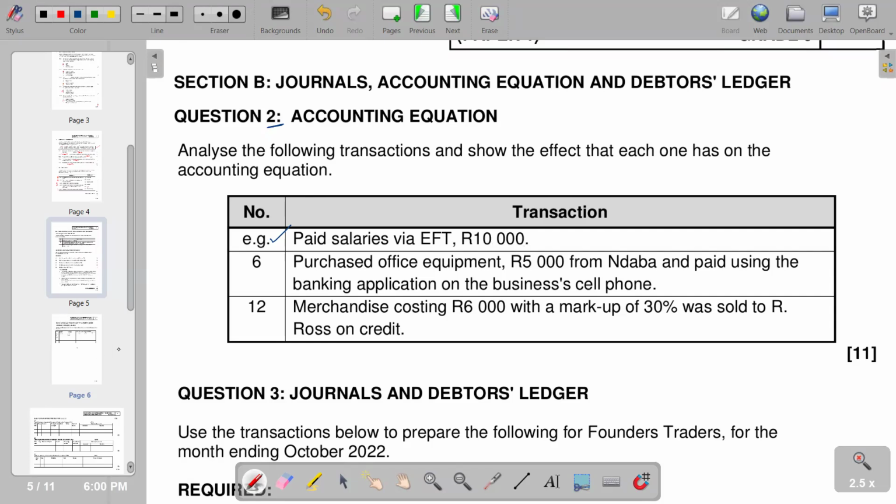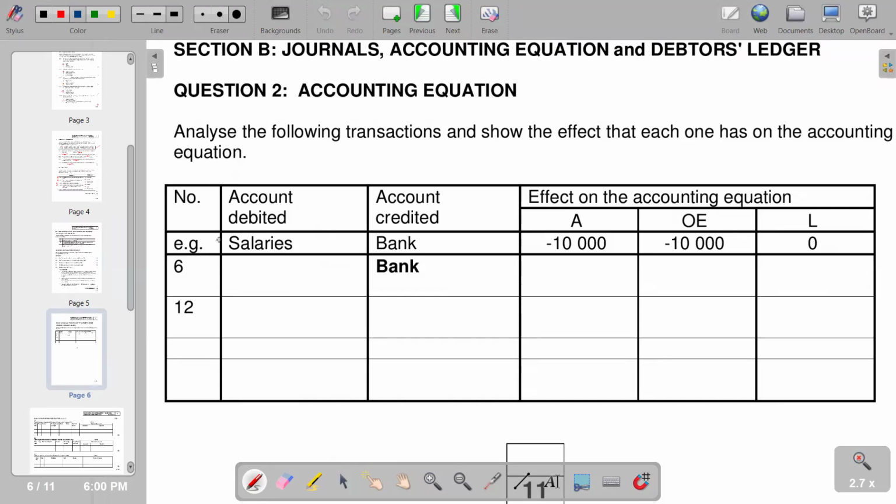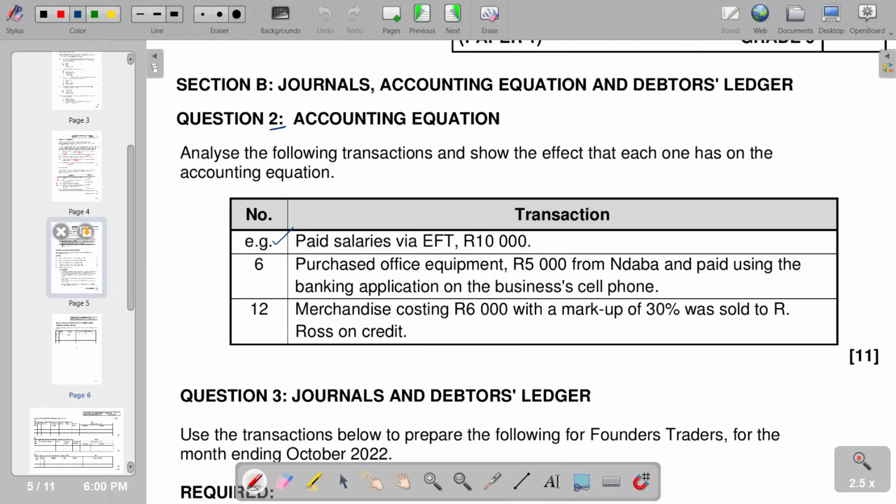So this is what we have in terms of our answer section. We've got the first example that has been answered, and we have shown how to answer it. The transaction reads paid salaries via EFT, 10,000 rands. Remember, you first have to identify the double entry involved in the transaction. We have the salaries account, and the salaries are being paid via EFT, and we know that EFT represents the bank account. So we have our salaries and our bank account.